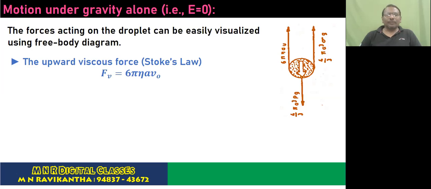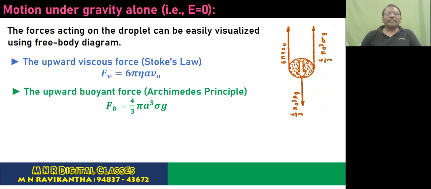The first force is due to the viscosity of the air, and it is directed upwards. This viscous force can be expressed mathematically by using Stokes' law. According to Stokes' law, for a spherical object of radius A moving in a medium of coefficient of viscosity eta, which acquires the terminal velocity V0, the force is given by Fv equal to 6 pi eta A V0. This force is in the upward direction.